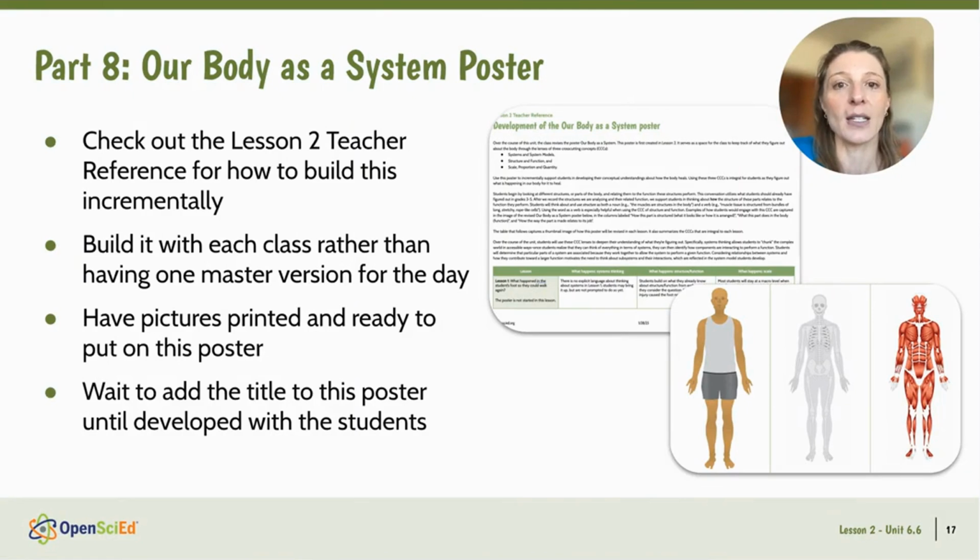This brings us to part 8, the Our Bodies as a System poster. Check out the Lesson 2 teacher reference for great info on building this, because this poster is built incrementally throughout the unit. My best advice is to build it with each class, rather than having one master version for the day. You don't want to steal the aha from your afternoon periods by showing them what the morning periods already figured out. Try using smaller sections you tape up for each class, or maybe even a digital version you can reset. Finally, wait to add the title to this poster until you develop it with your students.